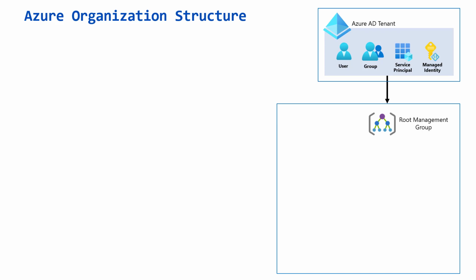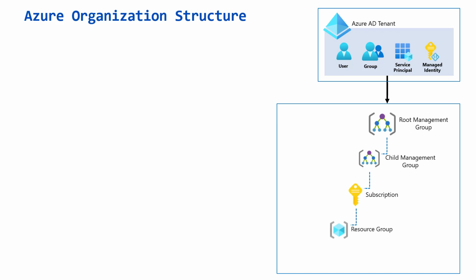Under the root management group, we have child management groups, which allow us again to group subscriptions together so we can manage them in an easy way. Then we have our actual subscriptions, which are where the resources that we are deploying in Azure are deployed. They are deployed into the Azure subscription.